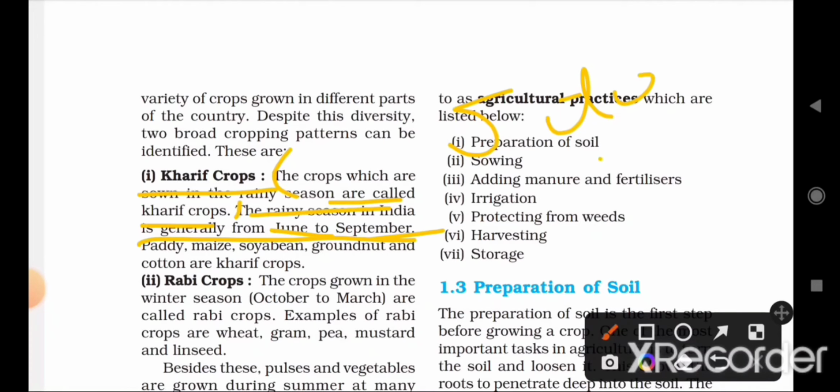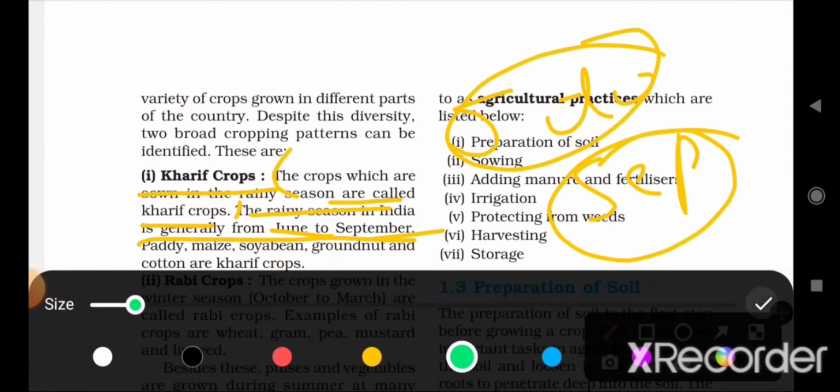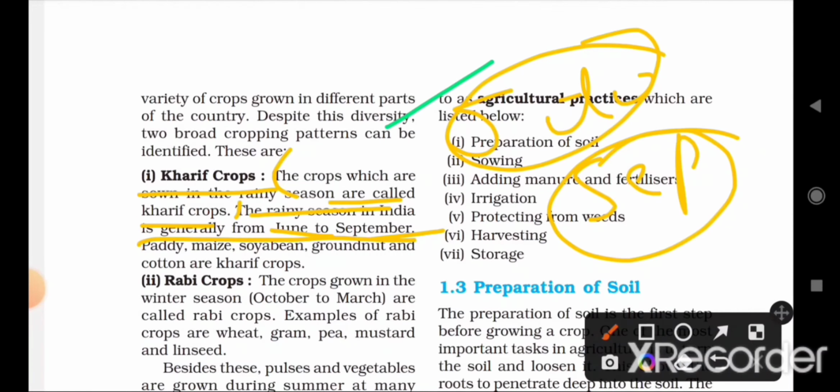So what are Kharif crops? The crops grown or sown in the rainy season are called Kharif crops. They start from June and end in September. Remember that these are the important points. The starting month is June and the ending month is September, in the monsoon or rainy season.